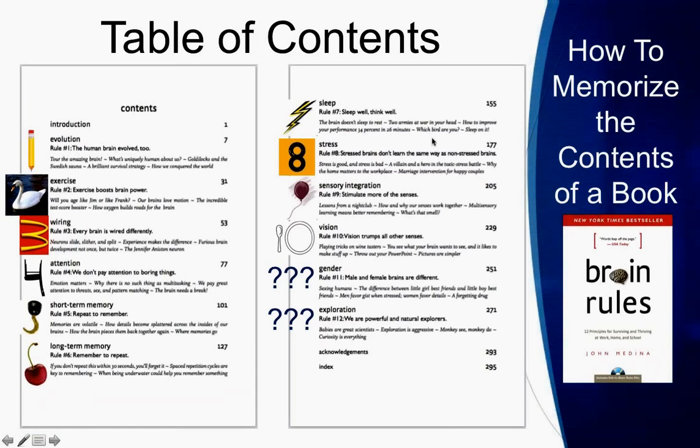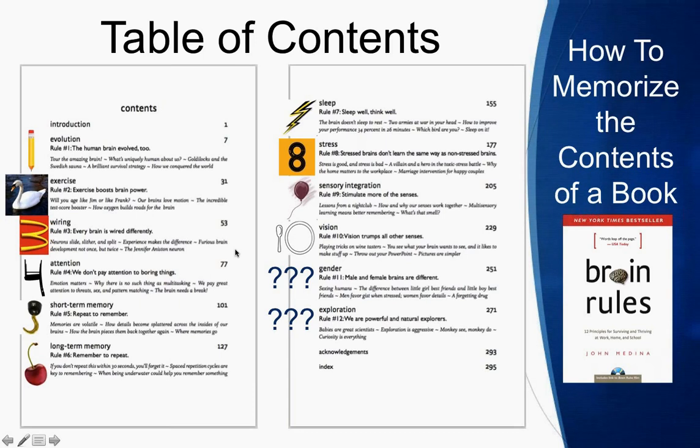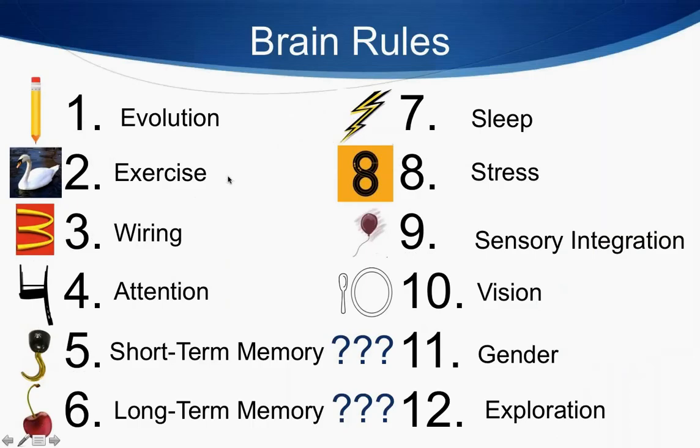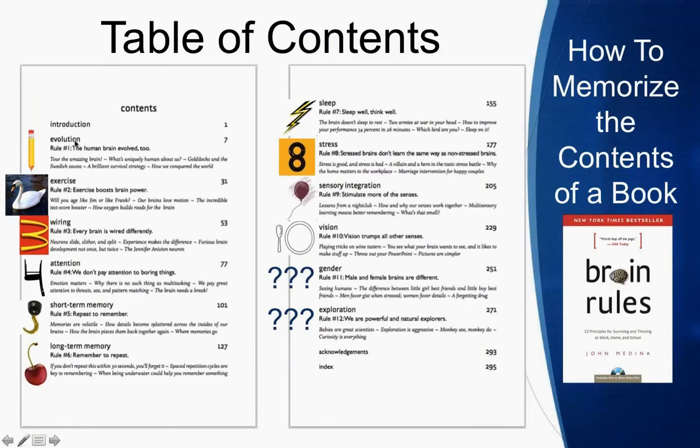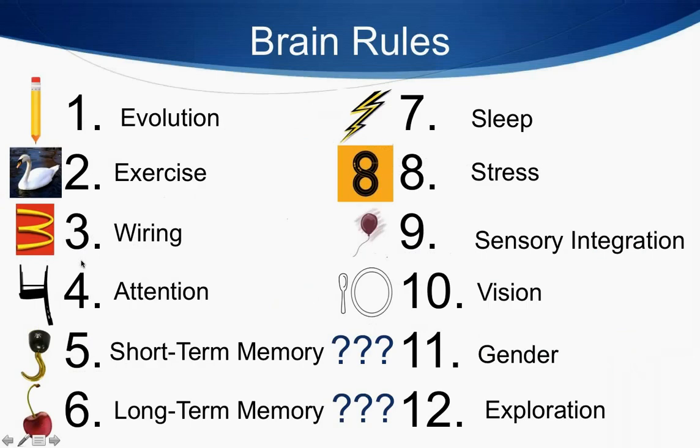The assumption is, let's say you finish this book, you understood and read all these chapters very well, and now you just need to memorize them all in a precise order. So what we're going to do is simplify it. So 1, evolution. 2, exercise. 3, wiring. These words that you see here are all coming from just the words you see here, here, here, and so on. And as you can see, there are actually 12 chapters here. We'll talk about how to get to 11 and 12 later on.